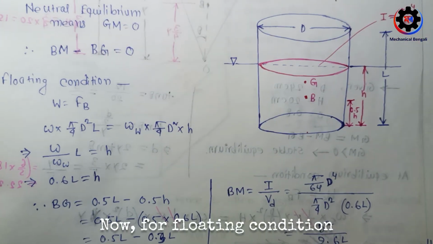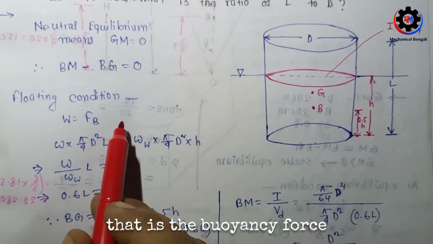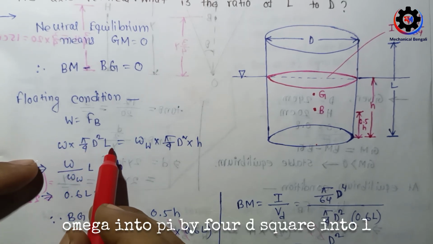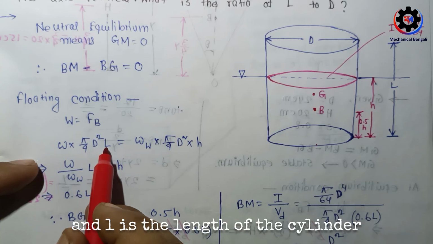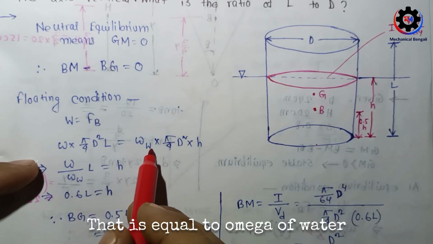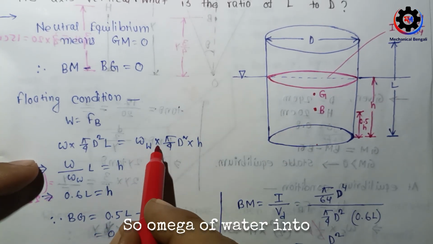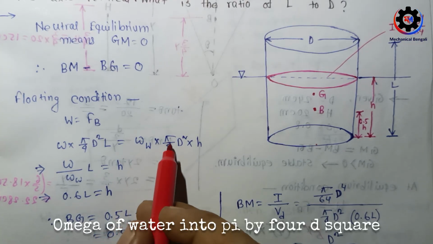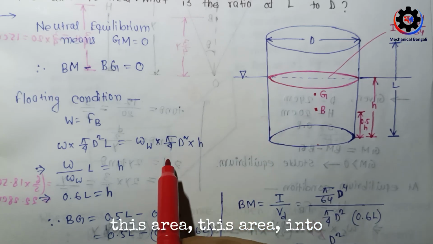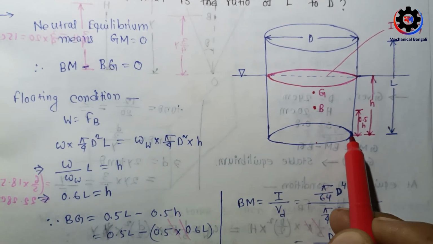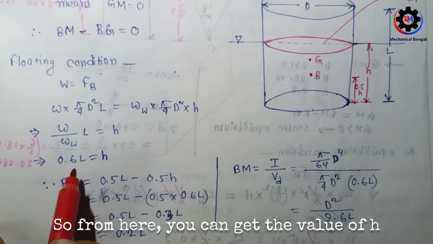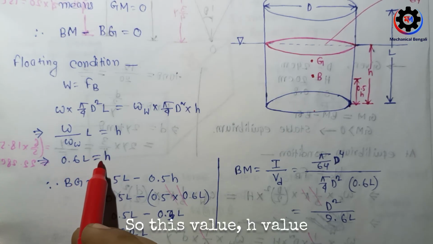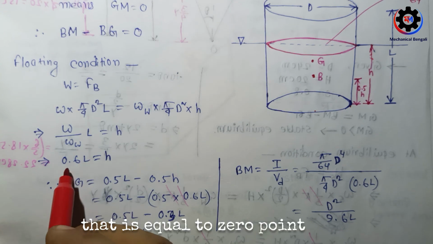Now for the floating condition, we know that the weight of the body equals the buoyancy force. So what will be the weight of the body? That is omega into pi by 4 D square into L, where D is the diameter of the cylinder and L is the length of the cylinder. That is equal to omega of water, where omega is the specific weight, into pi by 4 D square, this area, into h. Here to here the distance is h. So from here you can get the value of h that is equal to 0.6 L.